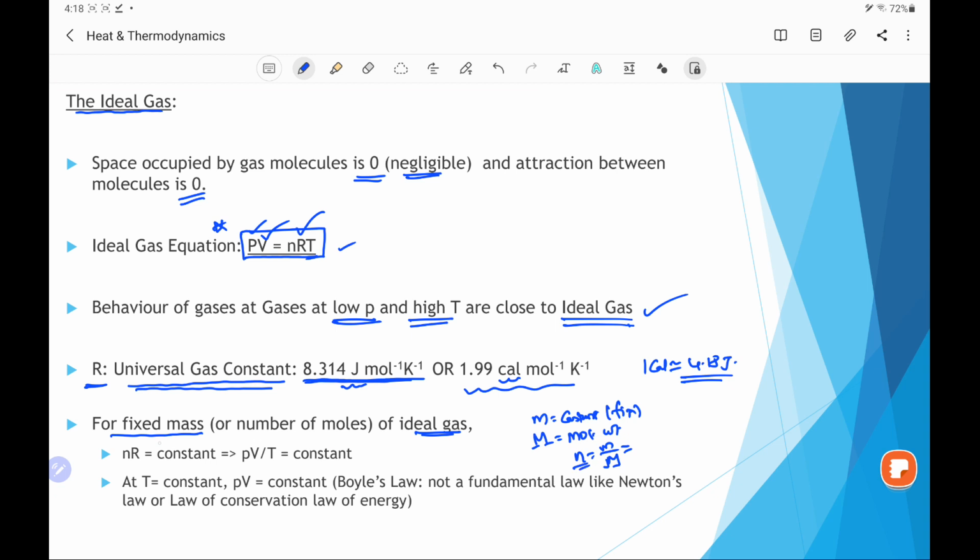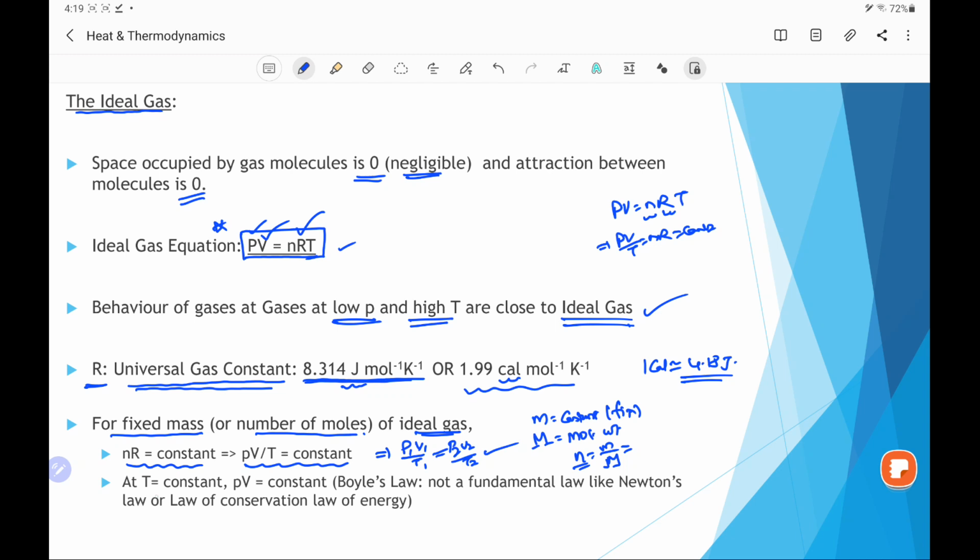So for an ideal gas which has fixed mass, or we can say a fixed number of moles, PV equal to nRT can be written as, because R is already constant and n is constant for a fixed mass, PV by T equal to nR equal to constant. So for fixed mass nR is constant, so we can write PV by T equal to constant. This implies that for the gas at different pressure, volume and temperature, the relation will be P1 V1 by T1 equal to P2 V2 by T2 for the same gas.